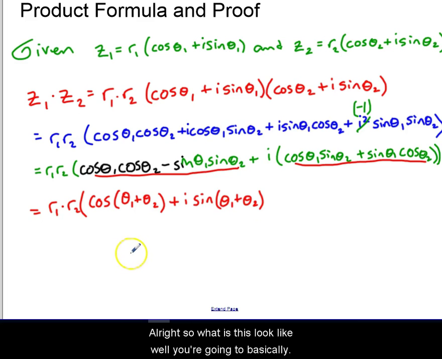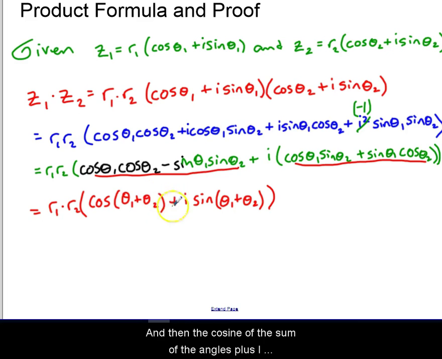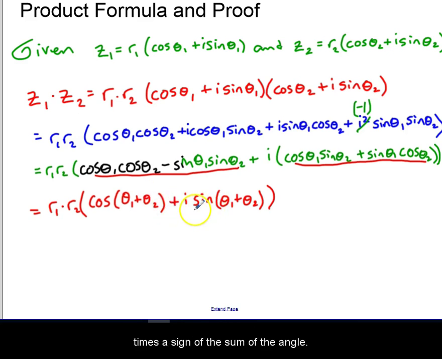All right, so what does this look like? Well, to come up with your product, you're going to multiply the radii. You're going to add the angles, and that will give us something in the form r cis theta, a radius, and then the cosine of the sum of the angles plus I times the sine of the sum of the angles. So there it is.